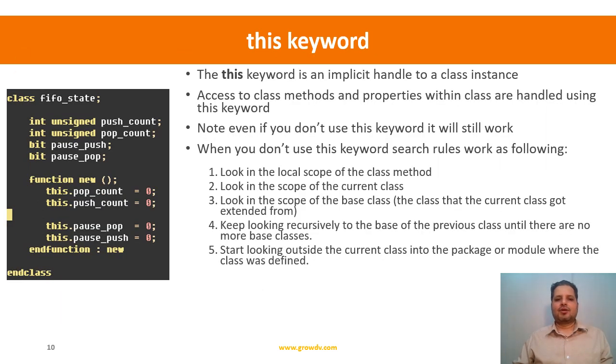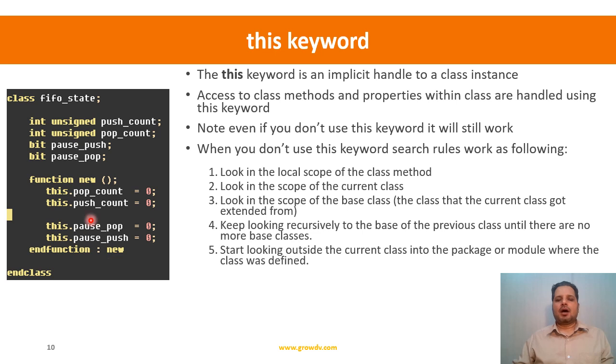Okay, so I am showing one more example, and we will look at the use case for the this keyword. Here I have put a code snapshot of FIFO state, and you can look at it over here. We have put the constructor, and in the constructor we are initializing the properties of the class. So we are saying this dot pop count equal to 0. We have used this keyword. The this keyword refers to an implicit handle to the class instance. So it's an implicit handle of this particular class instance.